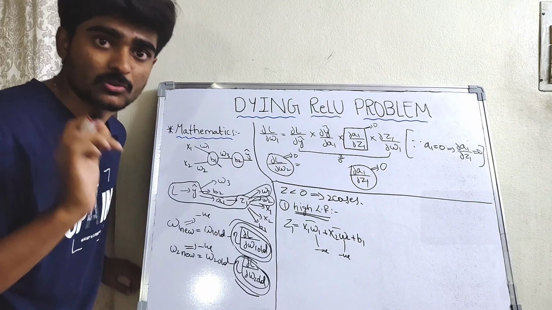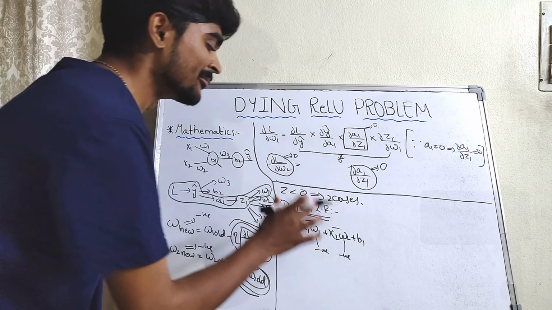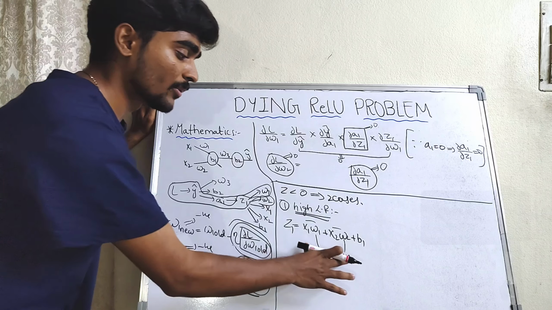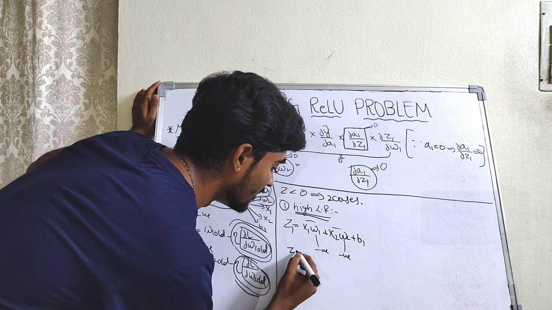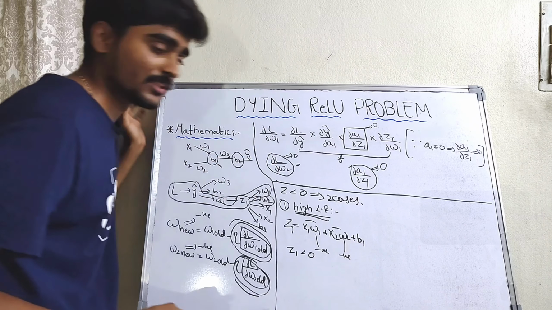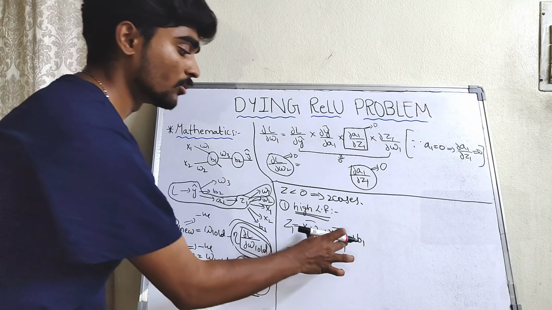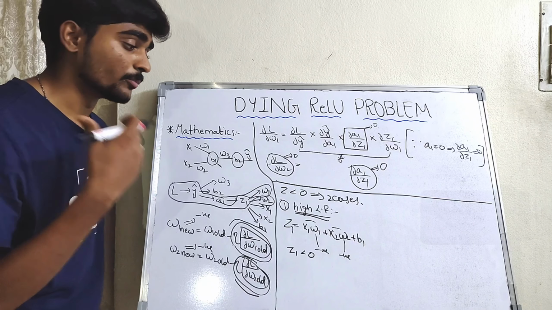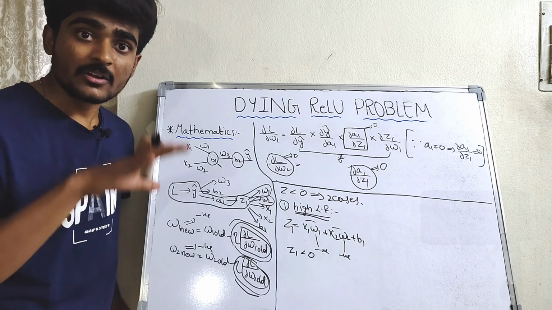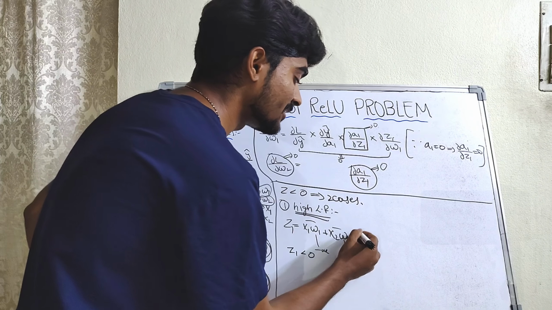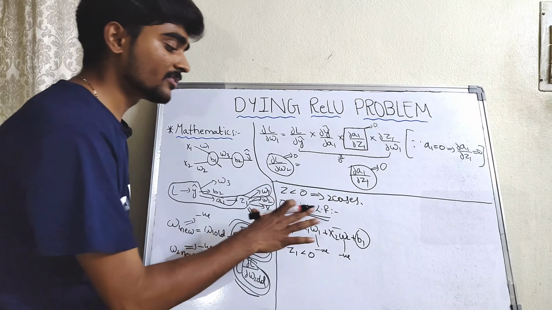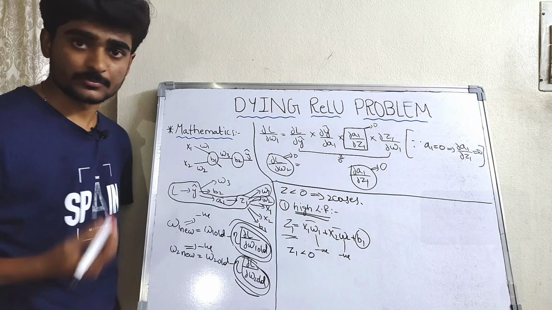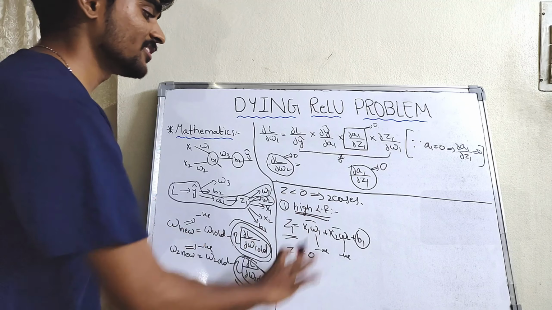Now I'm specifying that in case this negative value is greater than this bias, then z1 value will be less than 0. When you add both these terms, we'll be getting a resultant numerical value which is negative. When this negative value is greater than this bias, then z1 value will be negative. This is our first case.